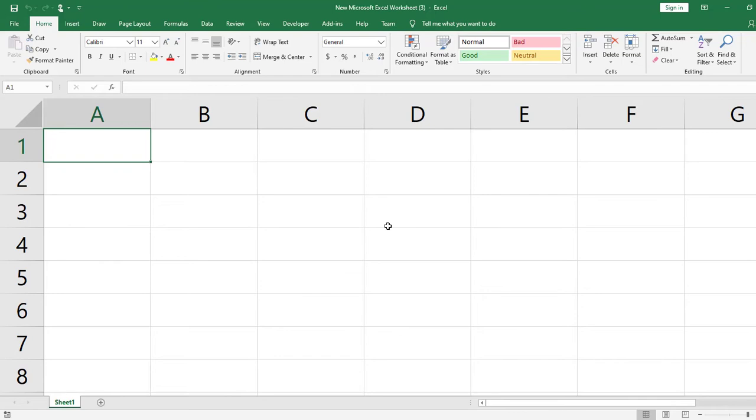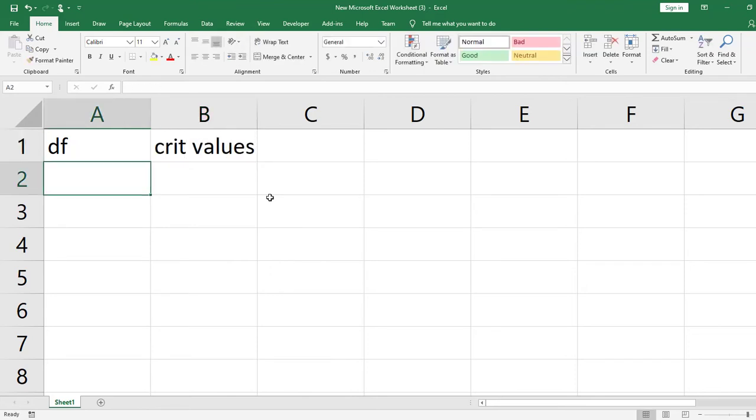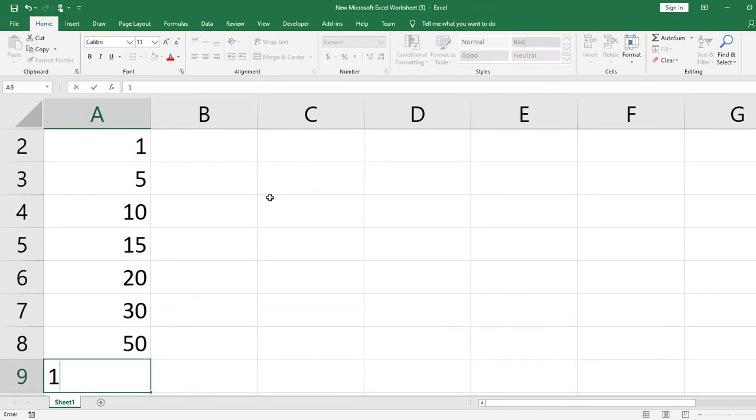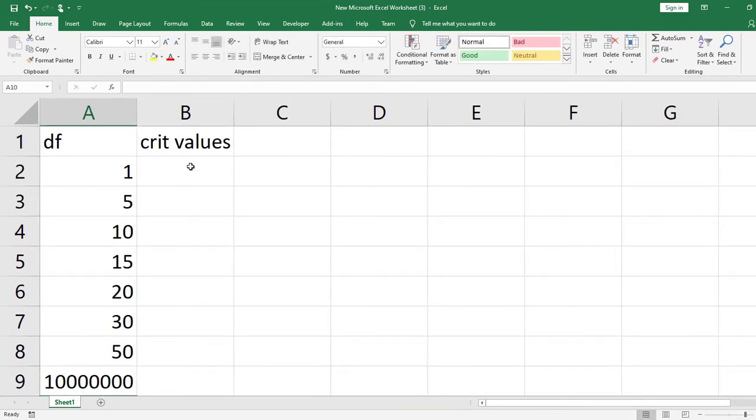So we can learn about any of this, I want to show you how this works. So if you could go ahead and type df for our degrees of freedom, and then our crit values. And we'll go, let's go 1 degree, 5 degrees, 10 degrees, 15 and 20 and 30 and 50 and a whole bunch. There we go. Zoom out a little bit.